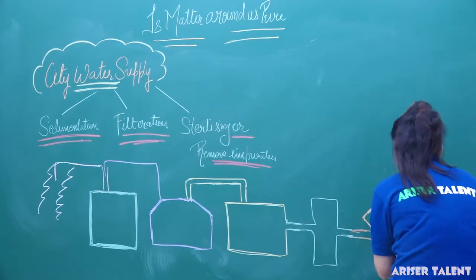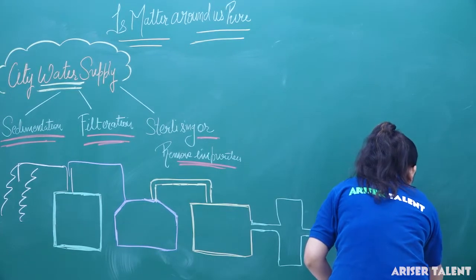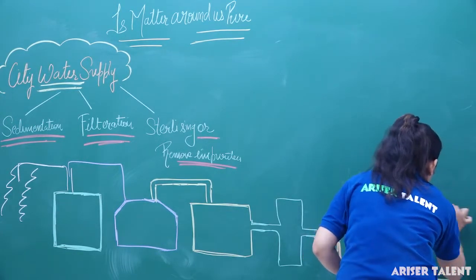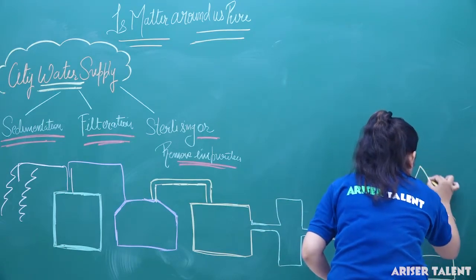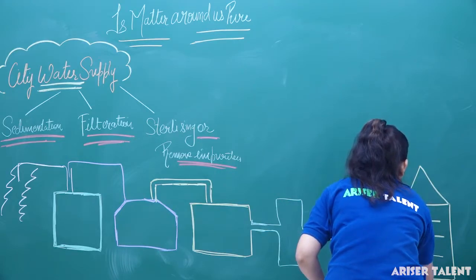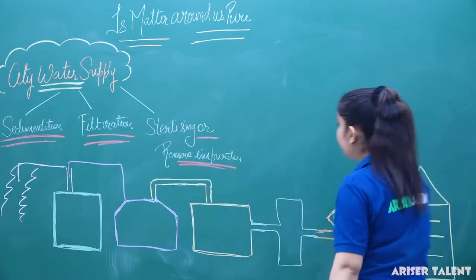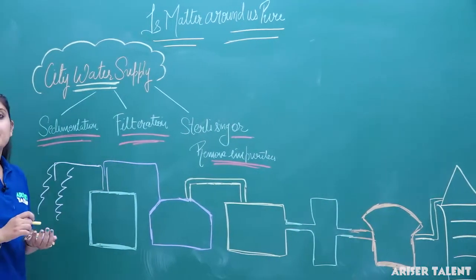After the process of chlorination, it is going to pass through the overhead tanks at our homes. Okay, so this is the whole chain which is showing how the city water supply is done.